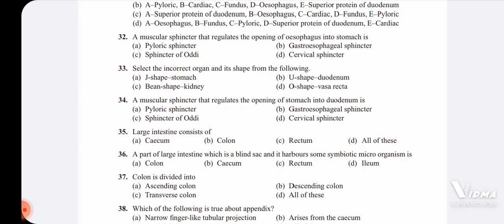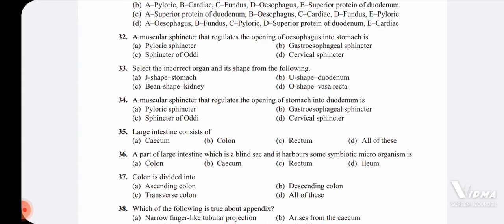That sphincter is called the gastroesophageal sphincter. 33rd, select the incorrect organ and its shape from the following. Here they have given the organs and their respective shapes, and they are asking you to find the incorrect pair among the options. The first one is J shape stomach. The stomach is not round, it is always in the shape of J.